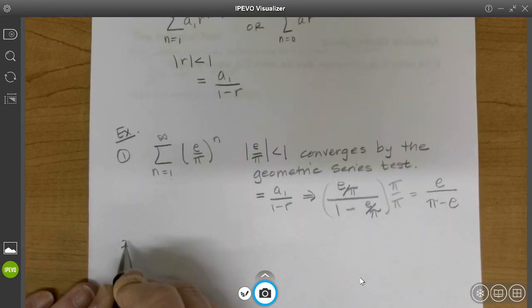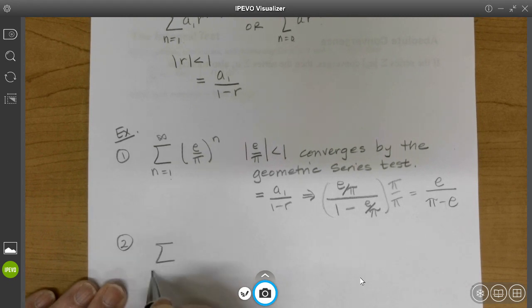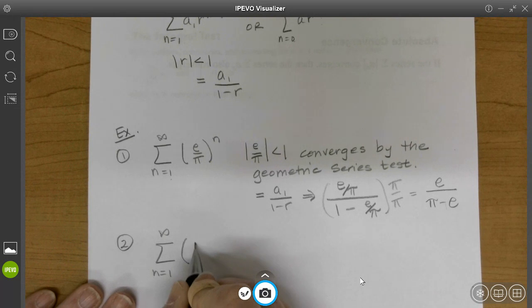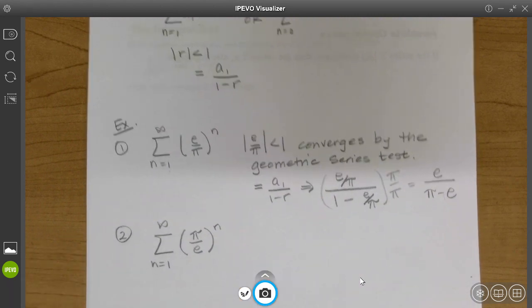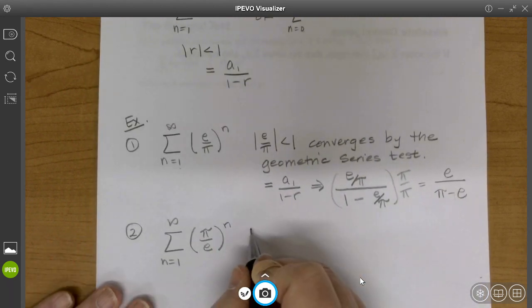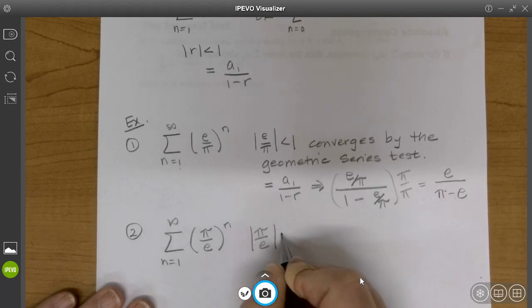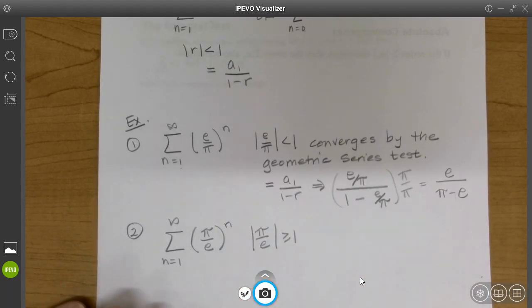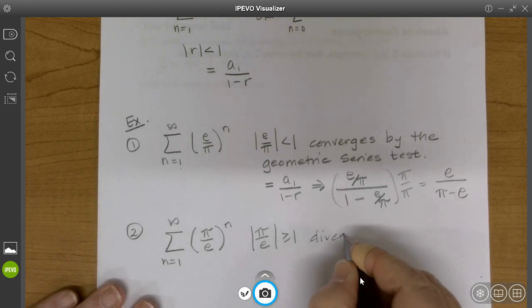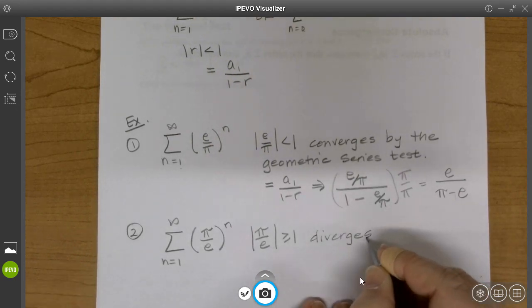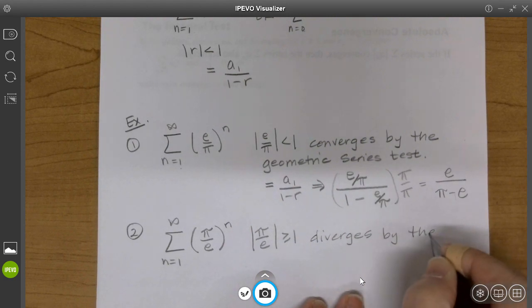All right? Perhaps you know where I'm going. Maybe you don't. But I'm going to switch up r. I'm going to put pi on top now instead of e, and then make my ratio pi over e to the n. Well, in this case, the absolute value of r, which is pi over e, is definitely greater than or equal to 1 because pi is bigger than e. And so we know that this diverges by the geometric series test.